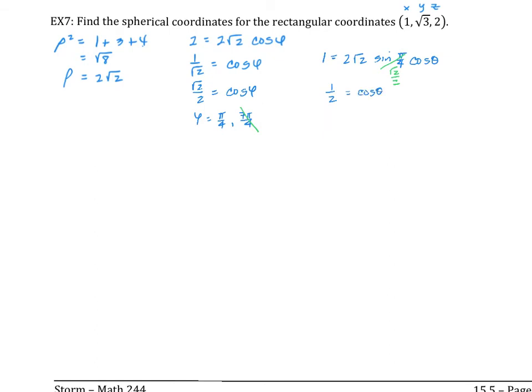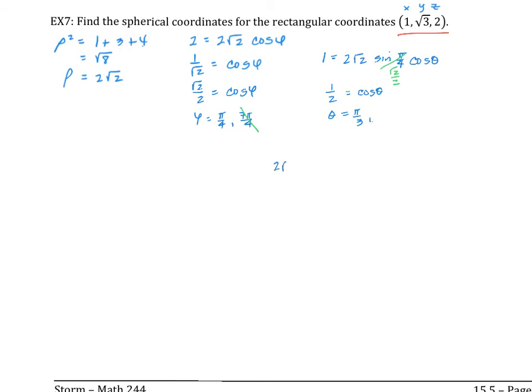Again, cosine is positive in quadrant 1 and 4. Theta can be in any quadrant. So cosine is positive 1/2 when theta is pi over 3. But in quadrant 4, that would be a choice as well. But remember my original point here. My original point is in the first octant. So I wouldn't choose the theta value in quadrant 4. I would choose the theta value in quadrant 1.